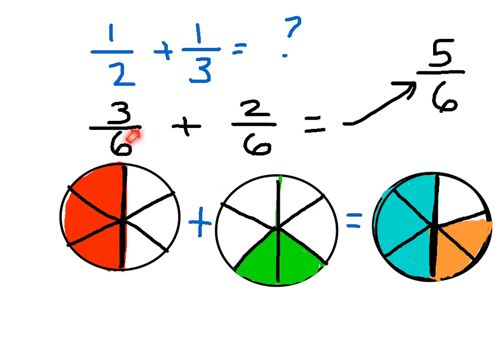Once again, once I have the same denominators, I'm able to just change the numerators so that 1/2 will equal 3/6, 1/3 will equal 2/6, 3 plus 2 gives me my 5. And once again, I keep my denominator the same.